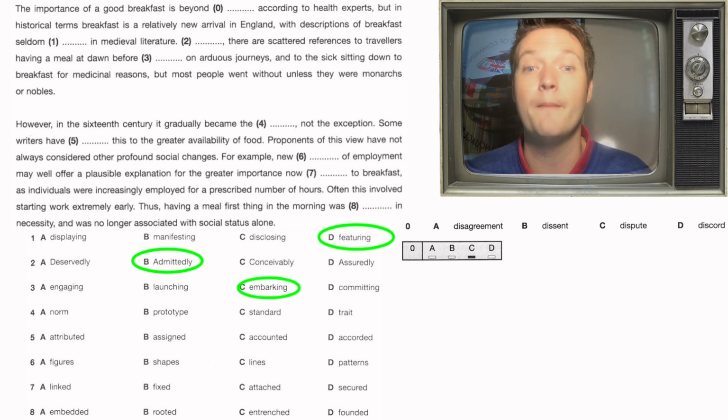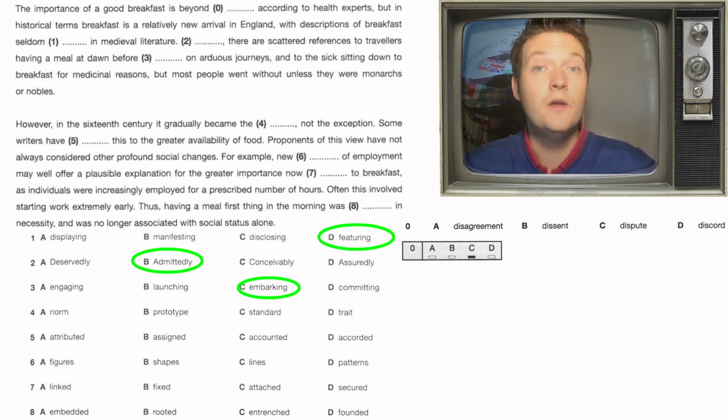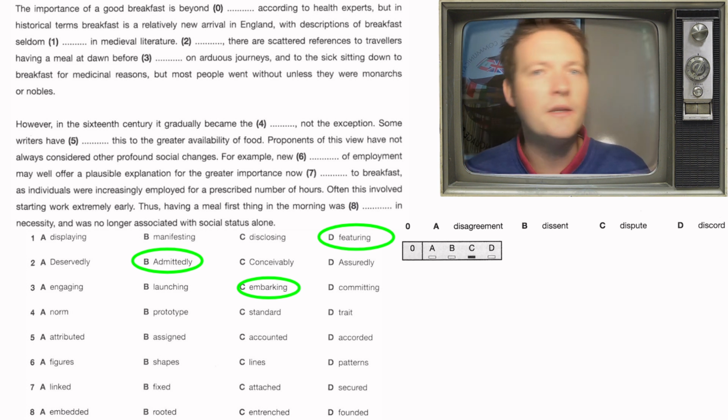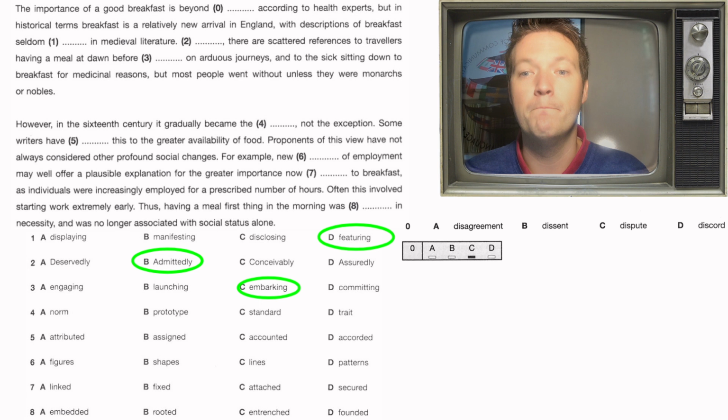Having a meal at dawn before embarking on arduous journeys, and to the sick, sitting down to breakfast for medicinal reasons. But most people went without unless they were monarchs or nobles. So nobody really had breakfast except a few. There are a few medieval references to people having a meal before they went on long journeys. No, monarchs, nobles, kings and queens might have breakfast, but other than that, nothing really.